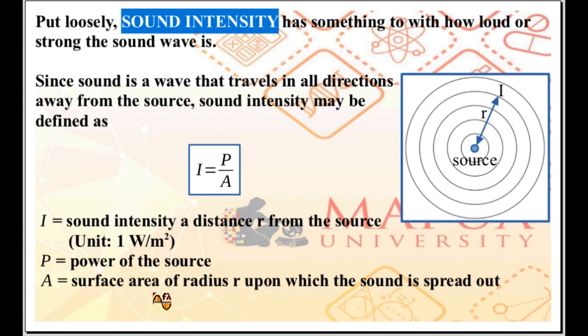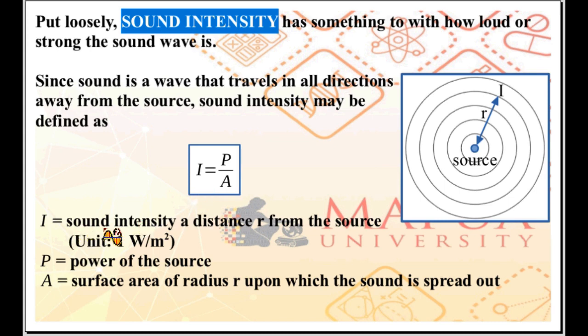Now, typically, the surface area is the surface area of a sphere, but in some instances, it will depend upon the problem. It will depend on how the sound wave has traveled away from the source. If the sound wave is traveling in all directions, think of this in terms of 3 dimensions, the sound wave is traveling outwards, forming a spherical shell. The sound wave is spread out on the surface area of a sphere. And that's typically the surface area of radius R.